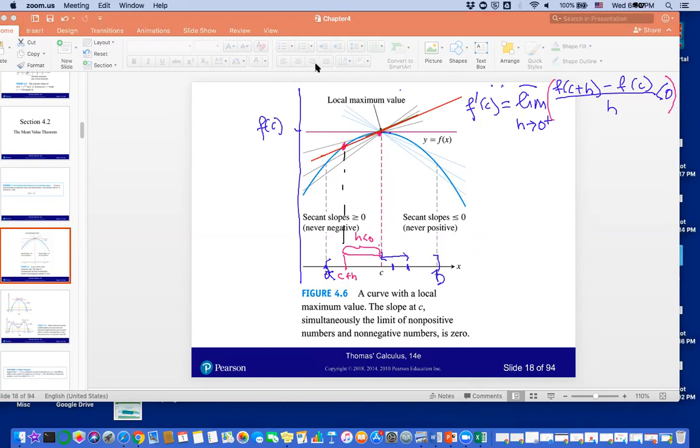Okay, make them disappear. What can you guys tell me about these slopes? They're going to be in magenta right now. So now h is negative. f of C plus h minus f of C divided by h.